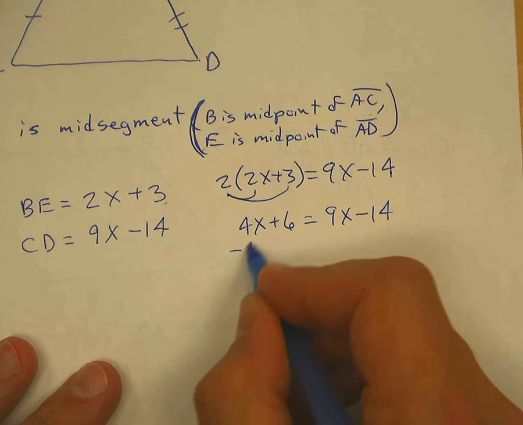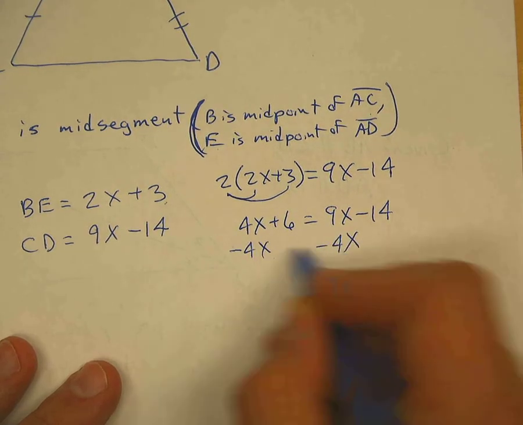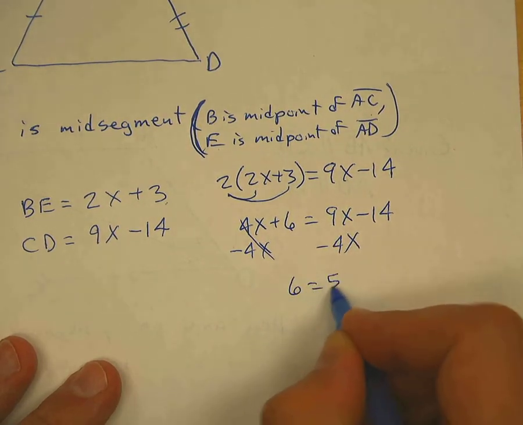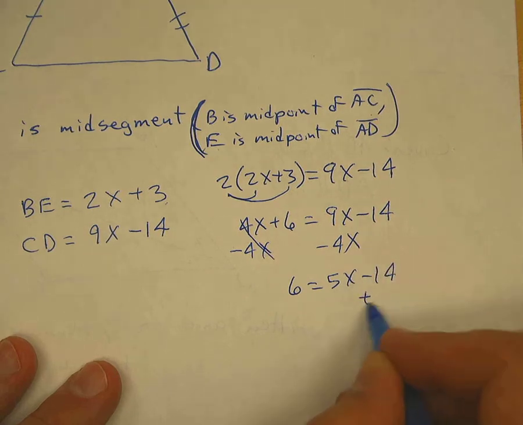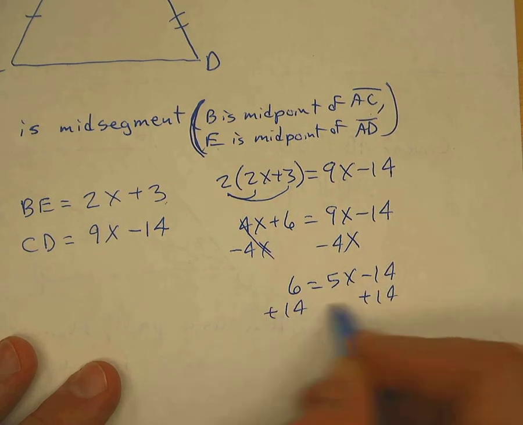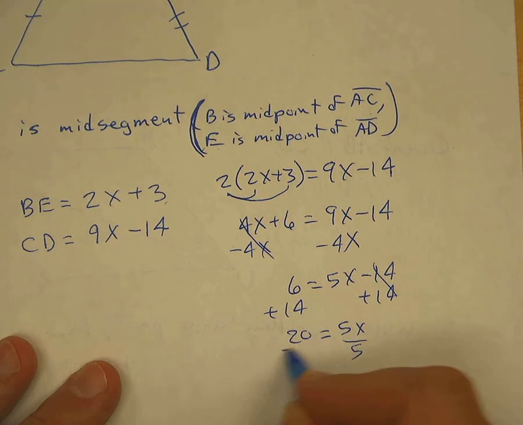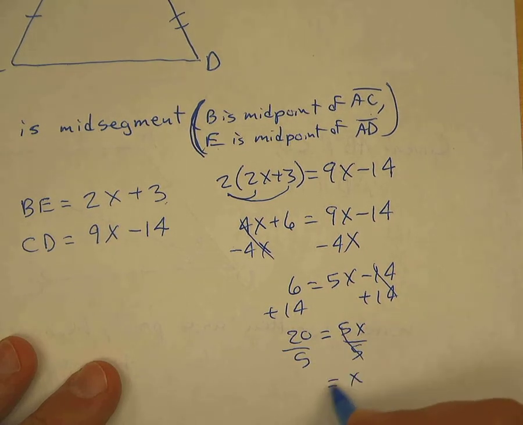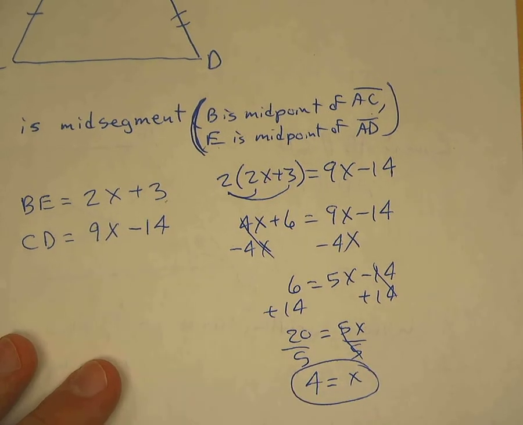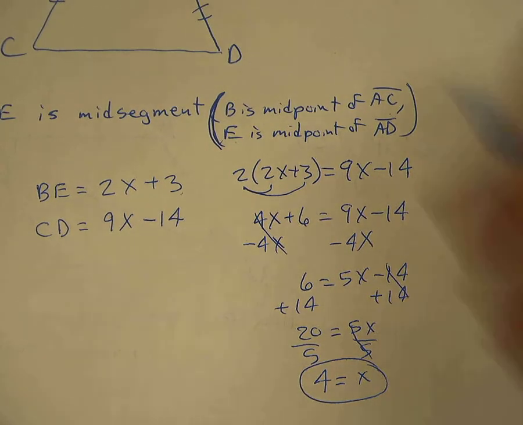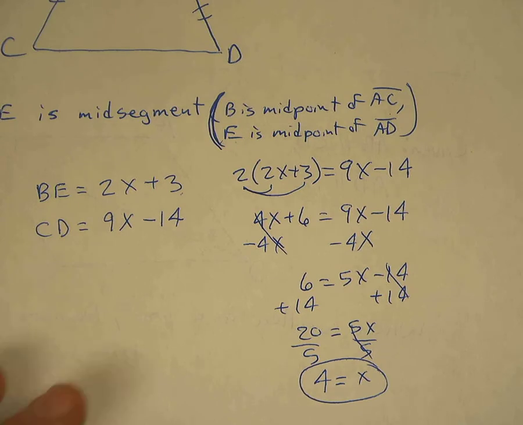Then I subtract 4x from each side. So I'm left with 6 is equal to 5x minus 14. Add 14 each side, and I'm left with 5x equals 20. Divide by 5, x equals 4. That is your answer right there. So that is a problem with the mid-segment.